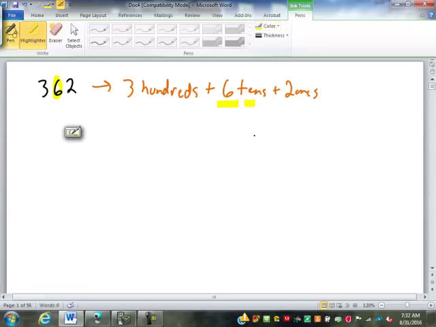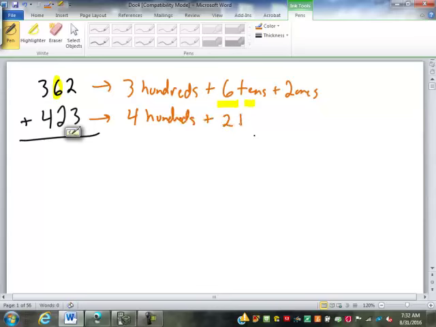So if we're going to add that, or combine that with another number, let's say 423, we'll write that one out in its long form, the full form: 400s and 2 tens and 3 ones.